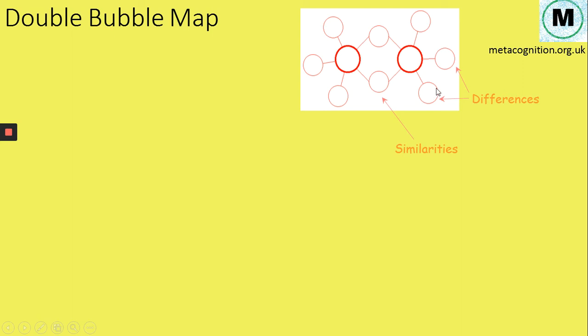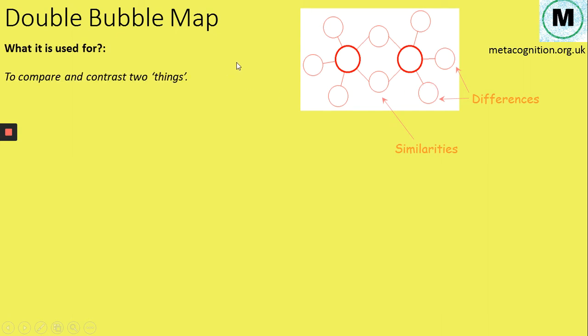So it's a little bit like a Venn diagram, where the circles cross over. Those things are common to both of them. But here we're just doing it with bubbles, which provides you with a little bit more space, and it doesn't look like you're giving different weighting to different aspects, which is why a double bubble map is good.